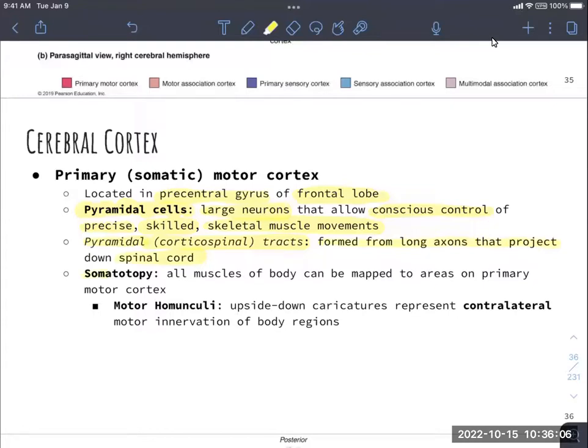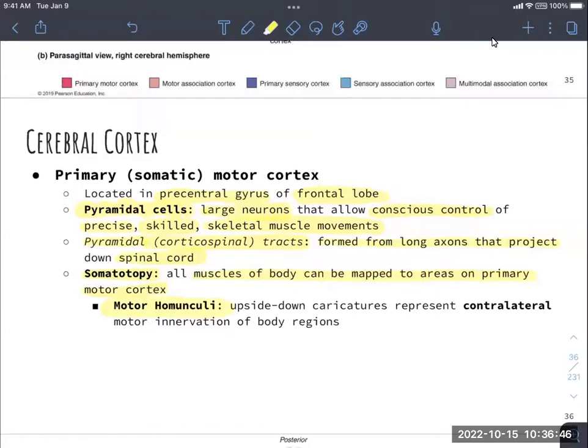We have a somatotopy. Somatotopy is how every muscle can be mapped in your motor cortex. So every muscle in your body has specific neurons that deal with it in the brain. And what we call this somatotopy is a motor homunculi or homunculus.